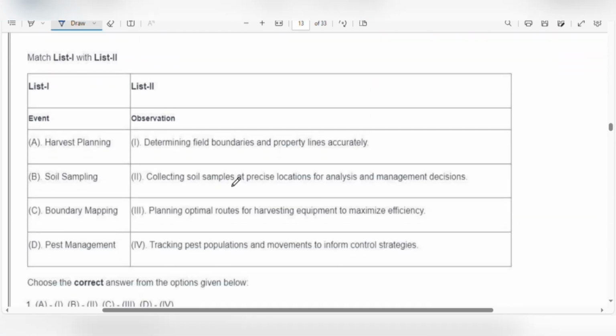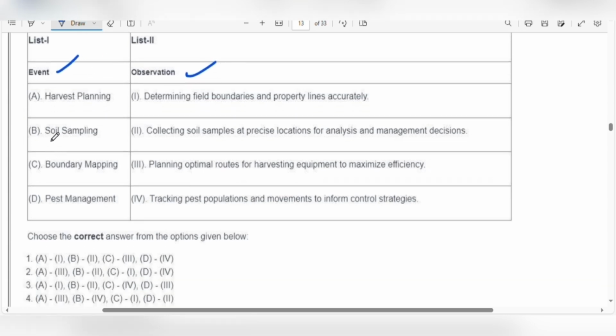Moving on. Very, very easy question of match the following. List 1 and list 2, there is event, there is observation. You just have to match it. This feels more like an English question than any question from agronomy or soil science. So harvest planning is planning of the optimal route for harvesting equipment to maximize efficiency. So it will go like this.